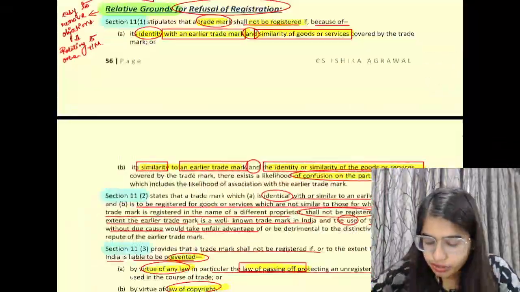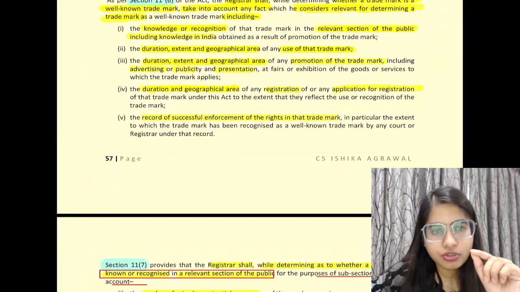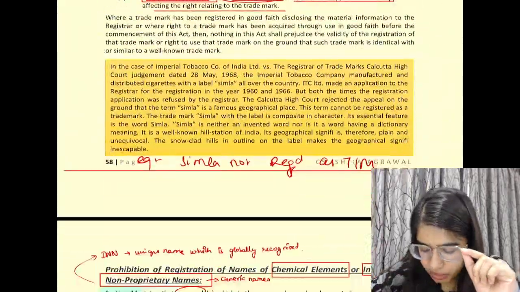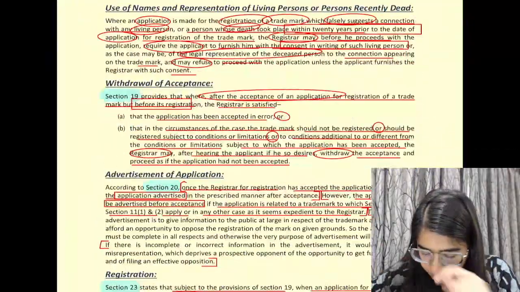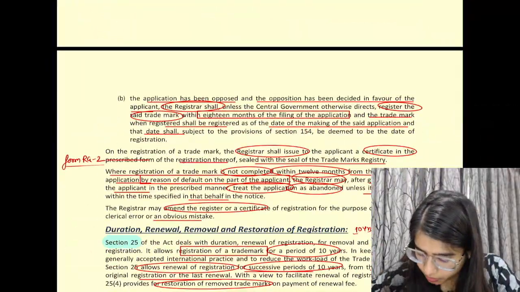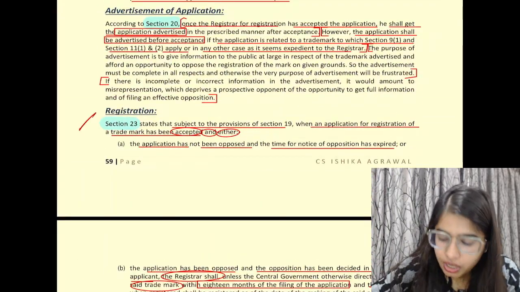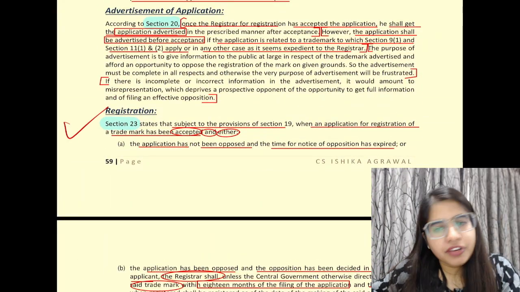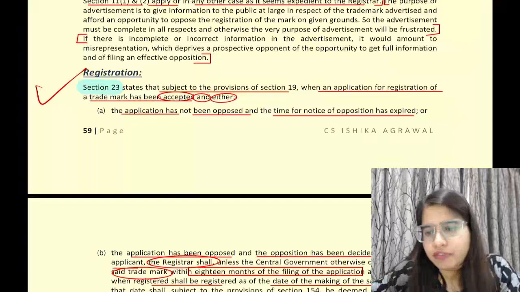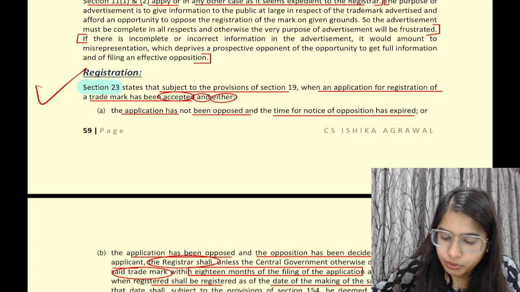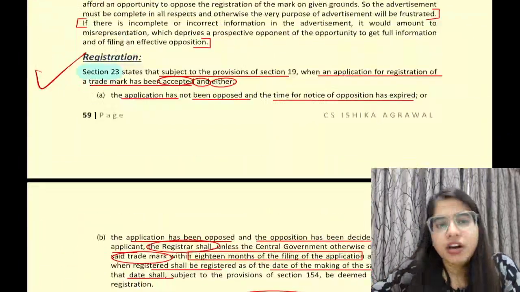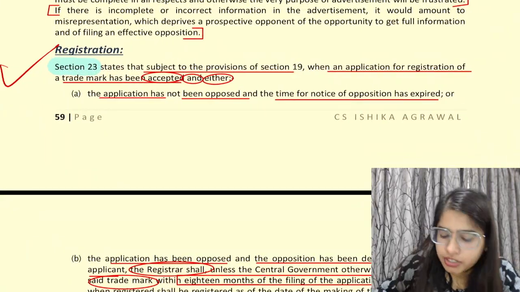Now before doing this, I'll give you a break. Before the break, I want to discuss just one very small point, which is registration. Come to page number 59, please. One very small point I'll tell you. After that, I'll give you a break. Yes, we'll have a break. Come to this very small point, registration.